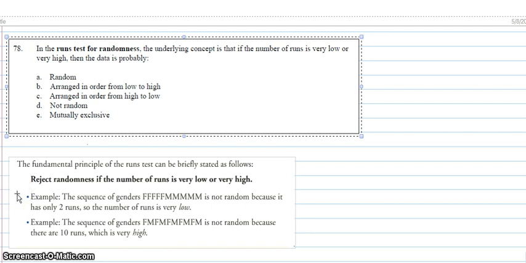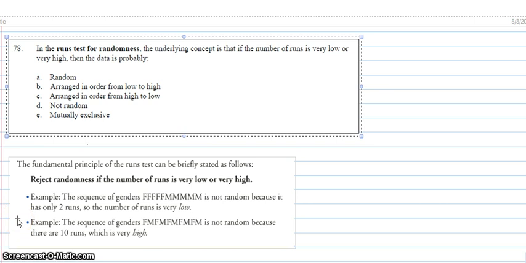There's only the gender sequences: female, female, female, female, female, male, male, male, male, male. And that's not random because it only has 2 runs. And the runs are very low. So it's not random there.